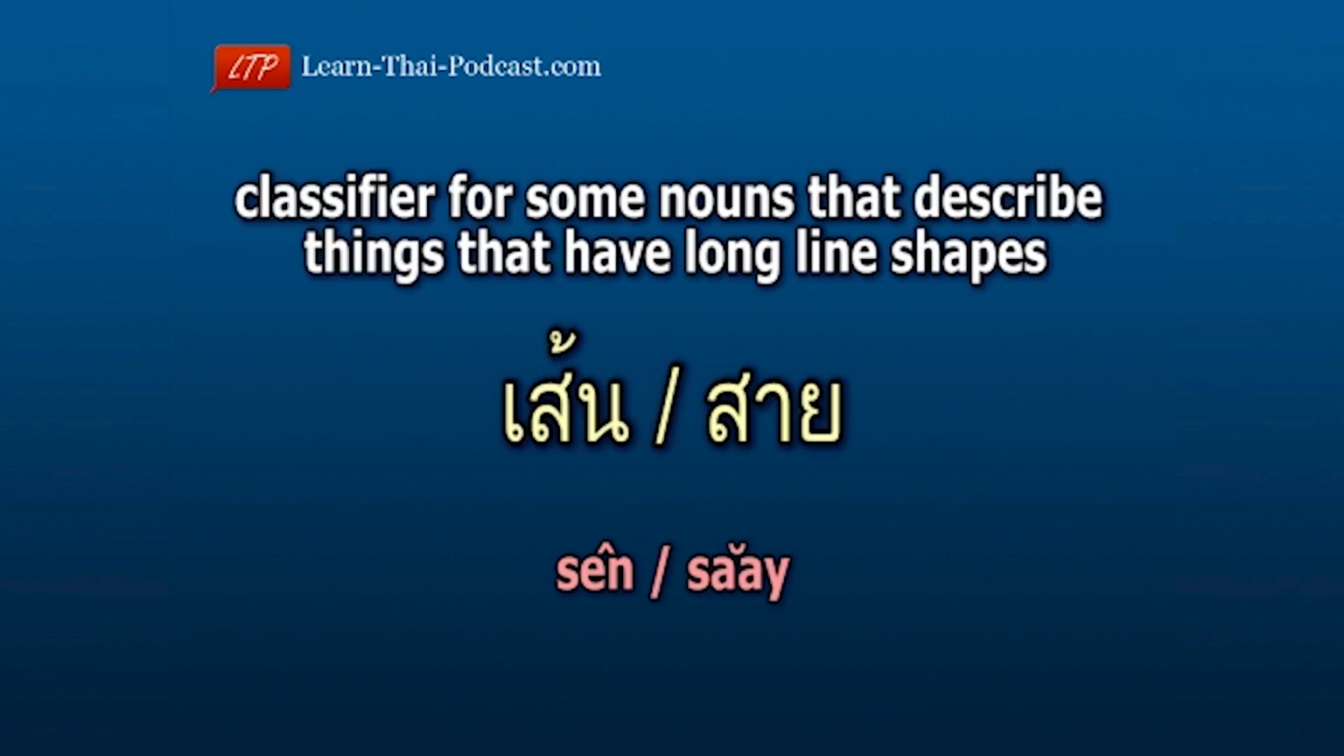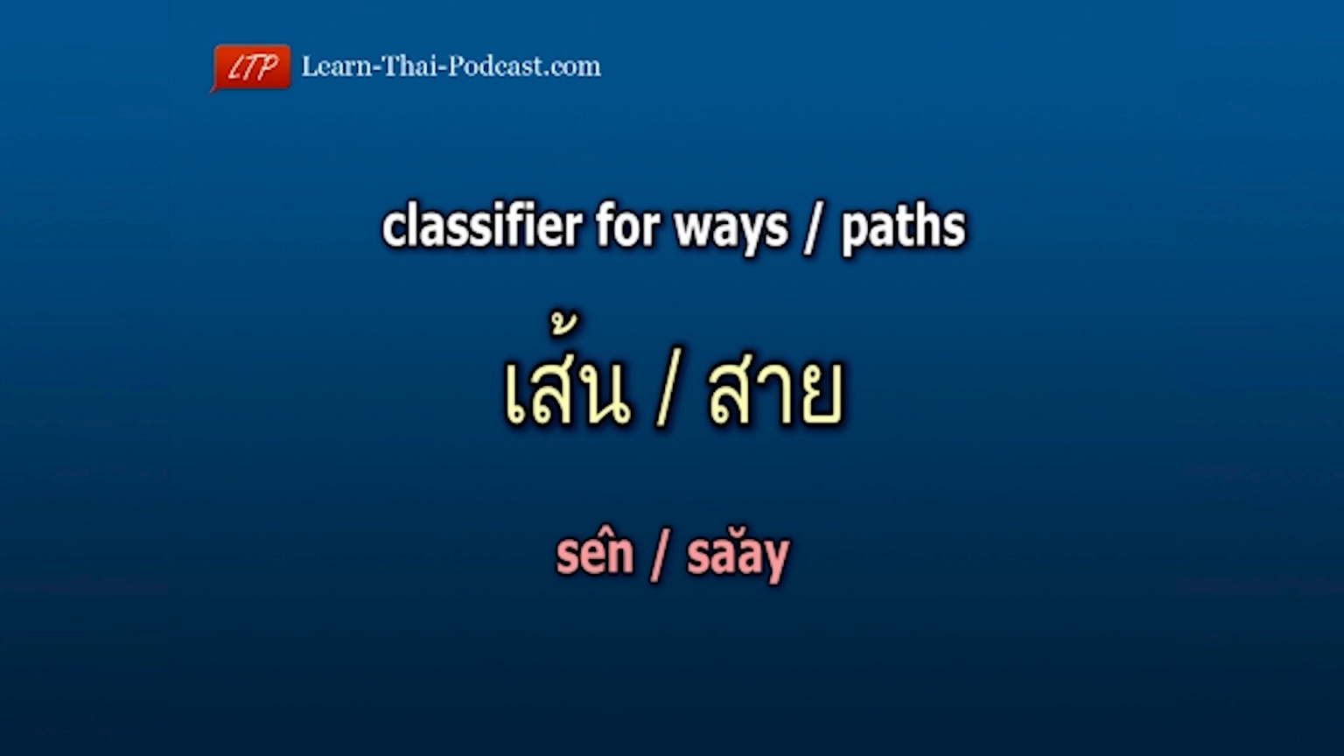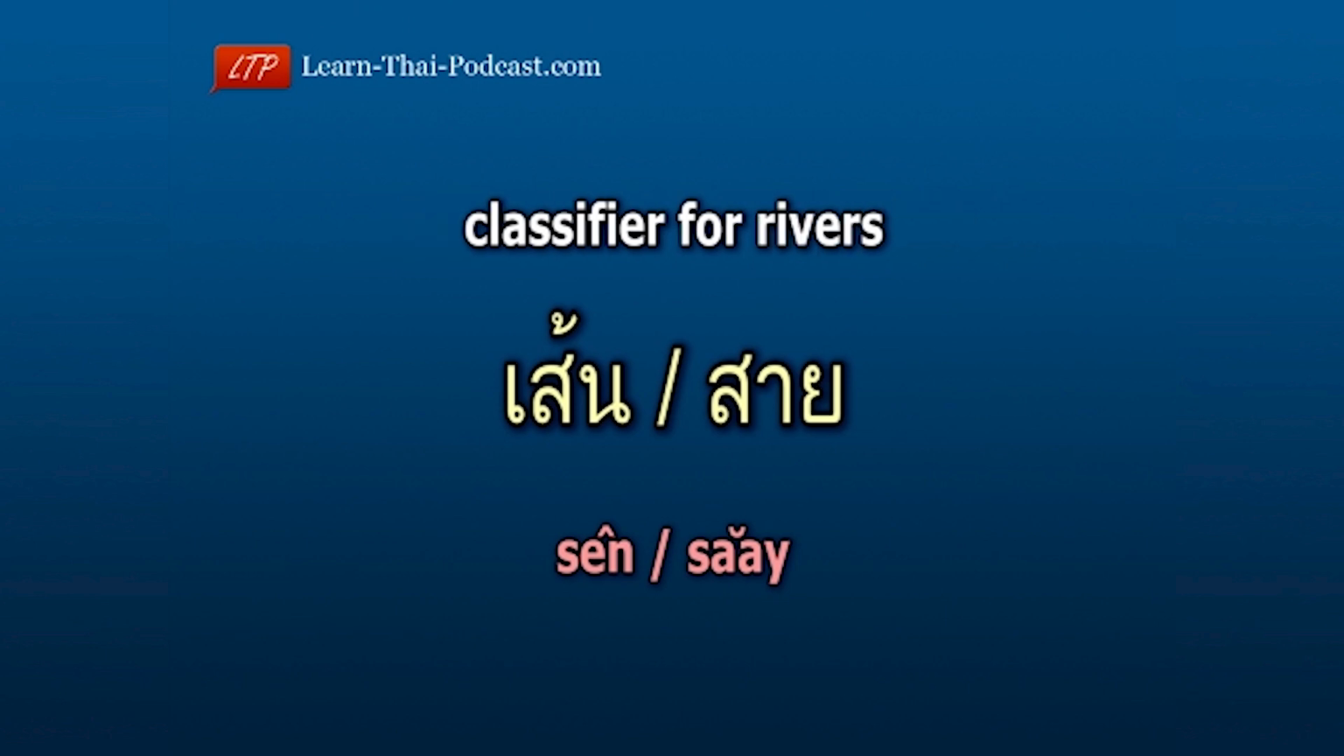Some nouns that describe things that have long line shapes, เส้น can be used either with a word or the word สาย as their classifiers. For example, classifier for streets or roads, เส้น, สาย. Classifier for ways or paths, เส้น, สาย. Classifier for rivers, เส้น, สาย. Classifier for canals, เส้น, สาย. Classifier for belts, เส้น, สาย.